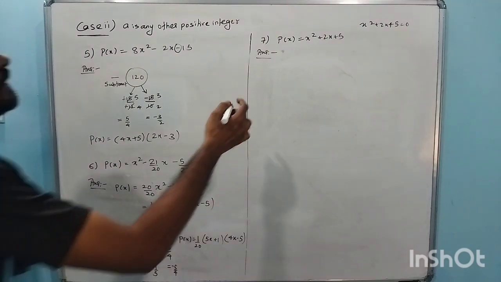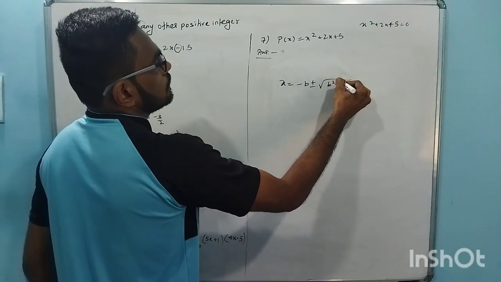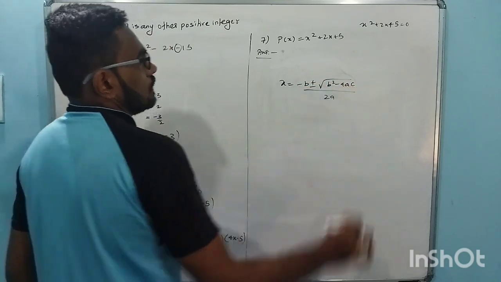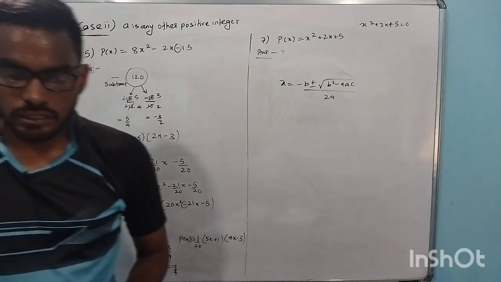Here we can use x is equal to minus b plus or minus root of b square minus 4ac upon 2a, which we have learnt in previous classes, 10th standard and all.